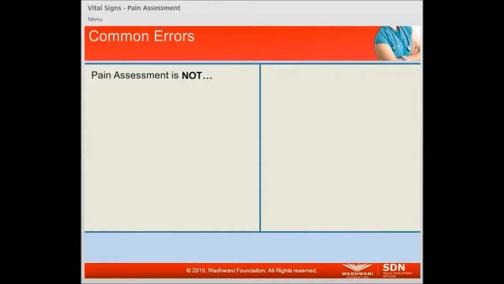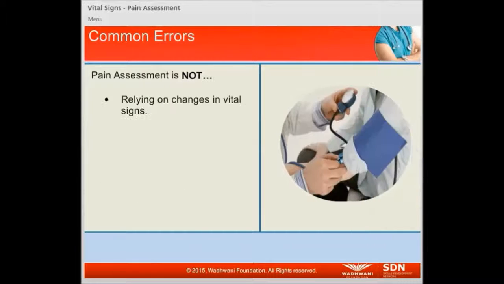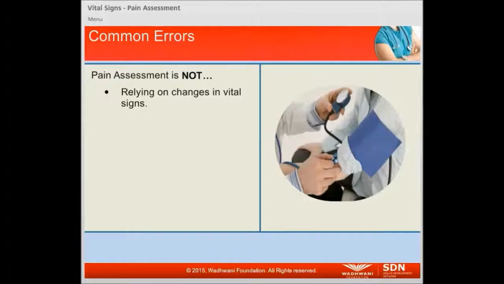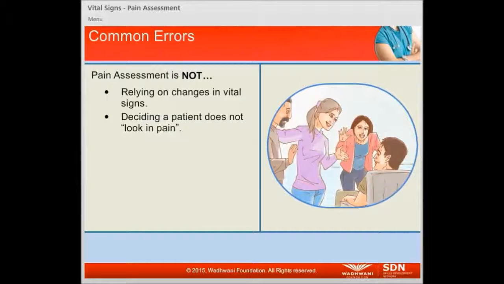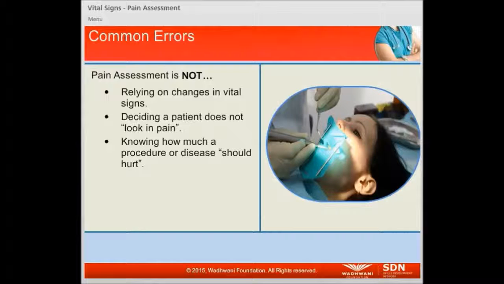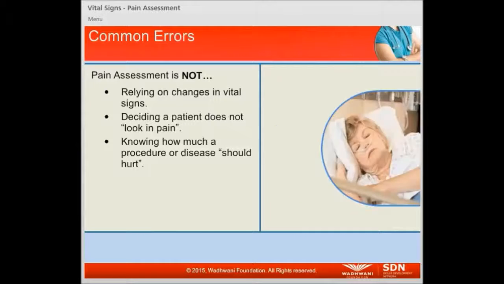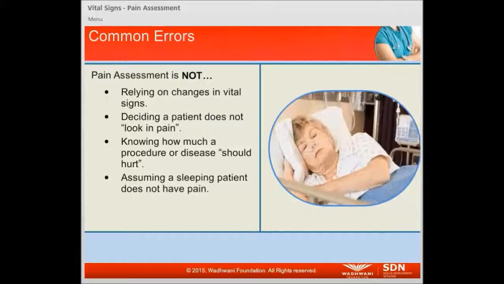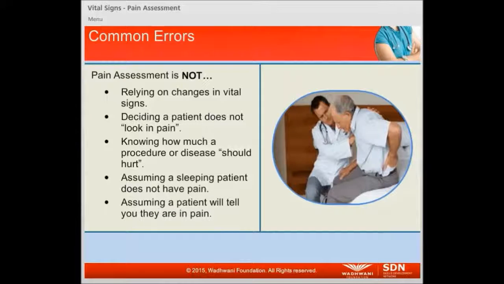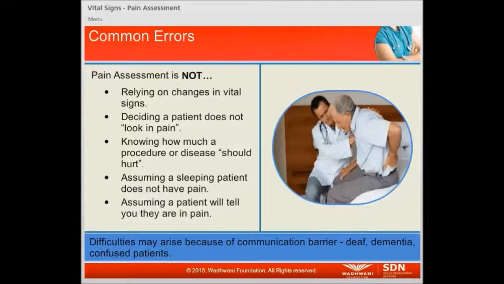Some common errors in pain assessments are relying on changes in vital signs, deciding a patient does not look in pain, knowing how much a procedure or disease should hurt, assuming a sleeping patient does not have pain, assuming a patient will tell you they are in pain. Difficulties may arise because of communication barrier, deaf, dementia, confused patients.